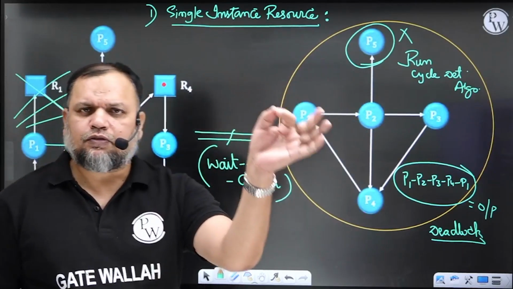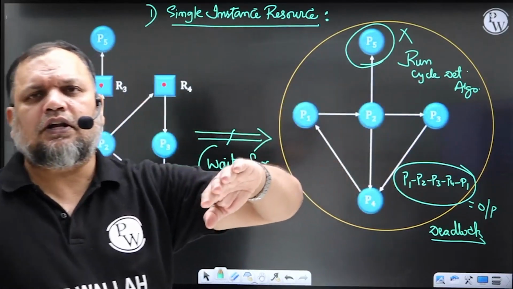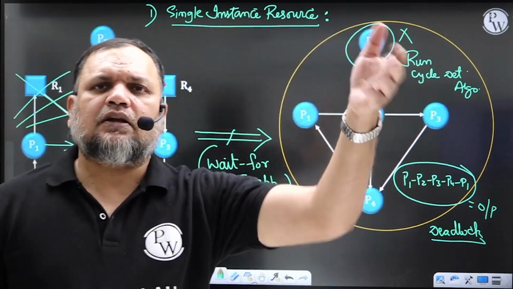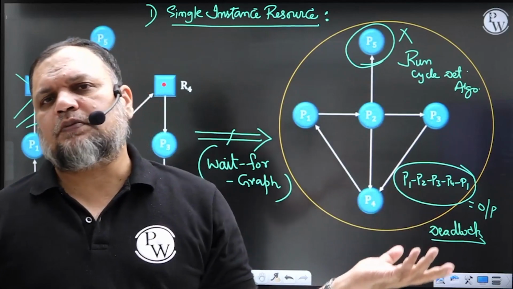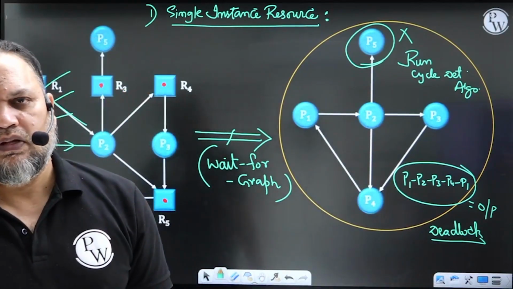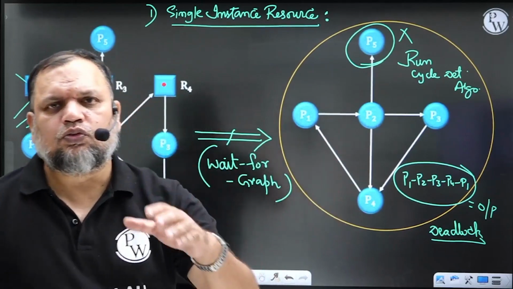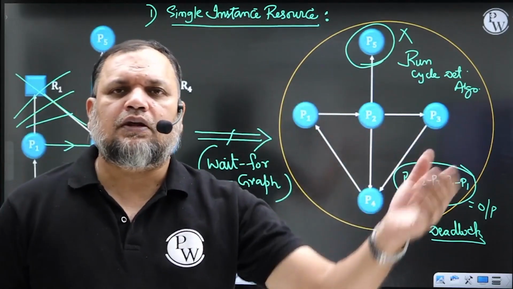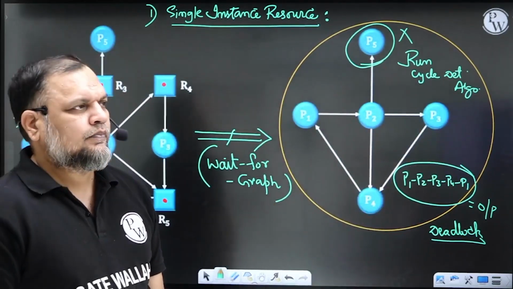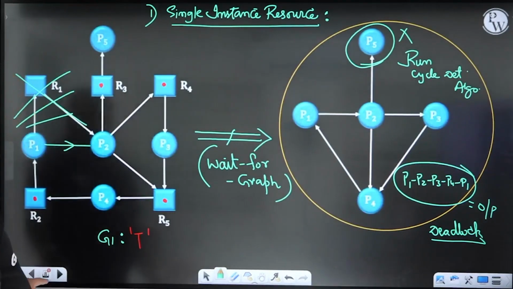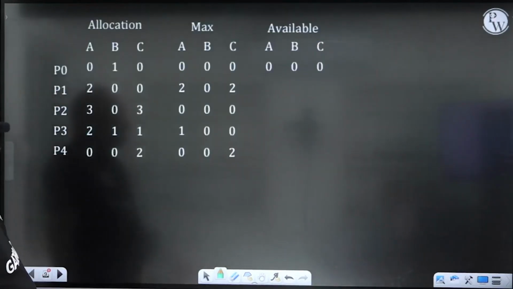Step 1, derive the wait for graph. Step 2, run the cycle detection algorithm. If there is a cycle, determine the processes in the cycle. Those processes are in deadlock. That's it. The output is the deadlocked processes. Those are victims. Those victims will go as input to recovery. Finish. Then we study deadlock detection with multi-instance.